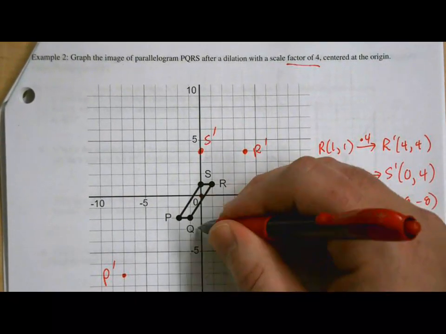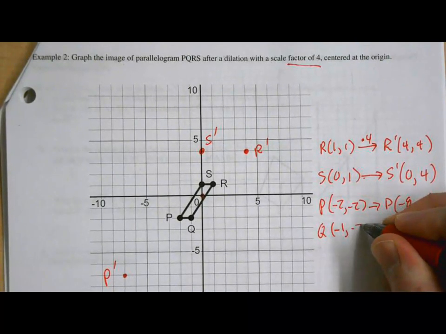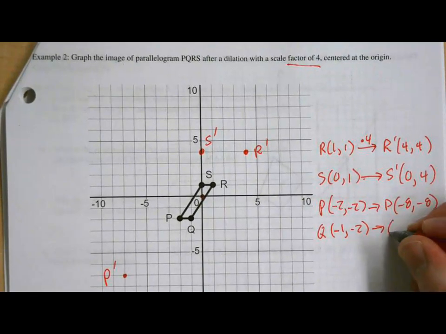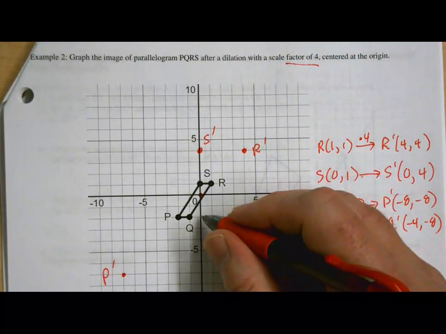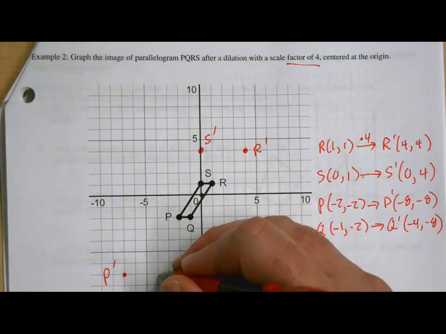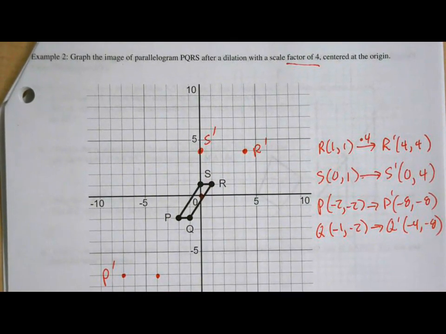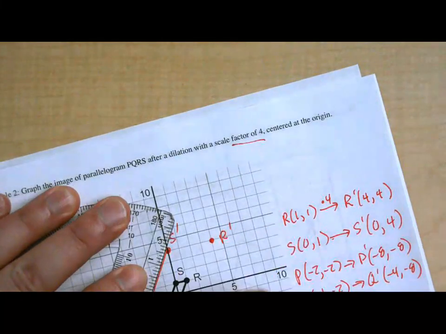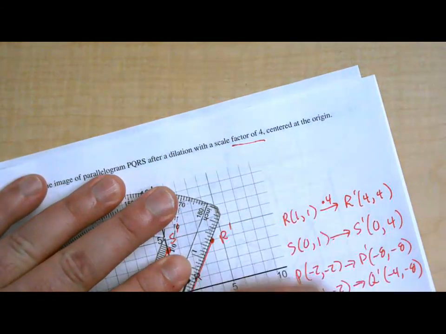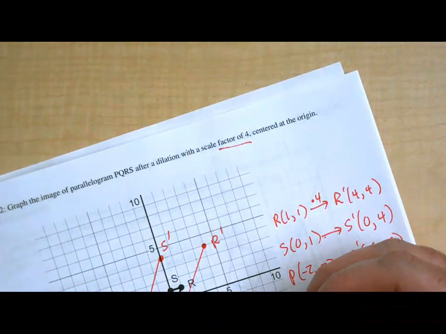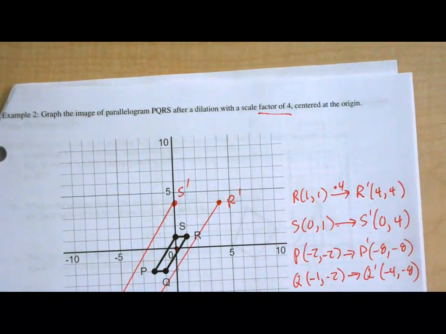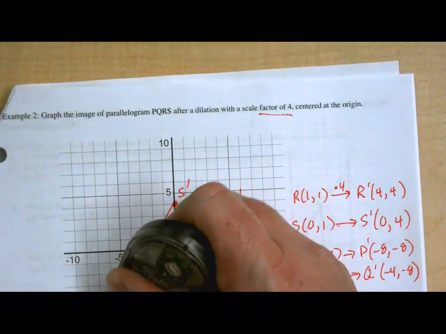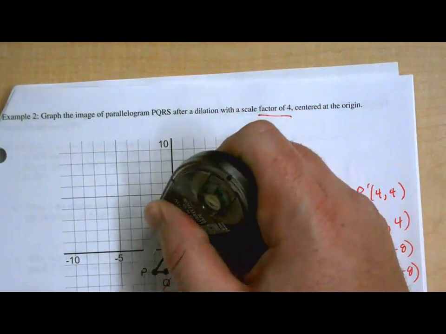And Q is at negative 1, negative 2. Times 4 gets us negative 4, negative 8. Something's wrong here. I didn't count right. All right. Well, at least I'm in good company.